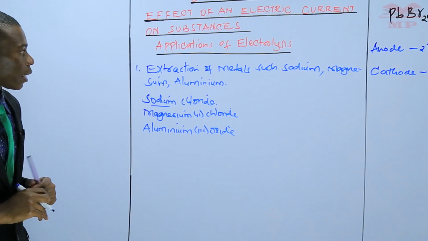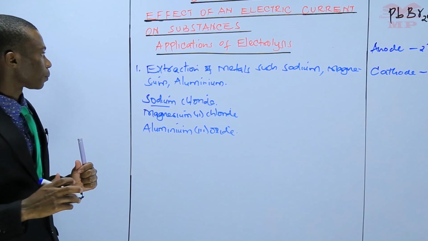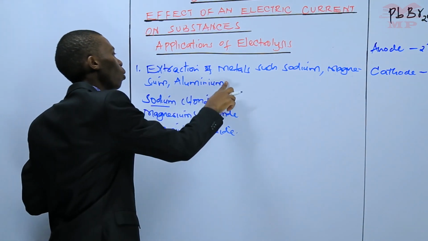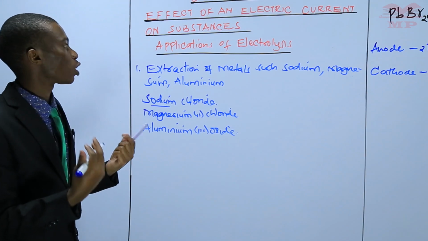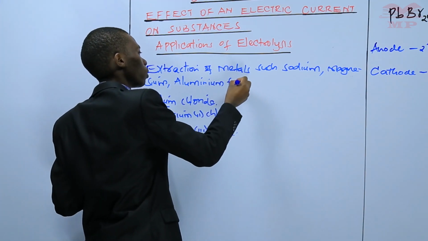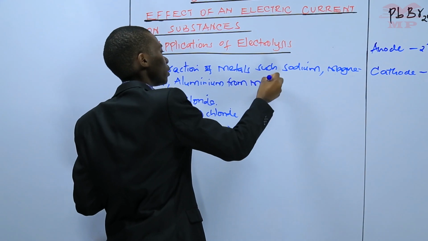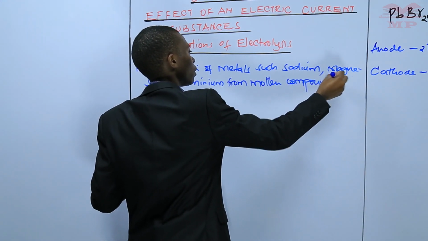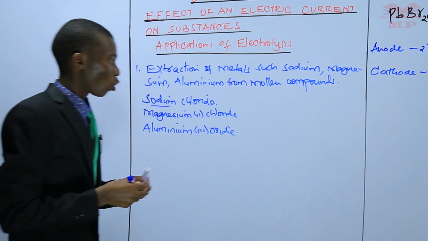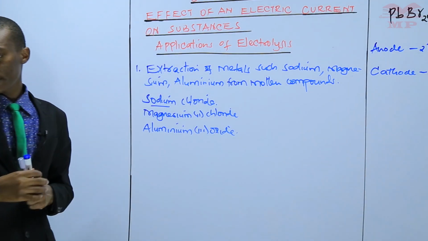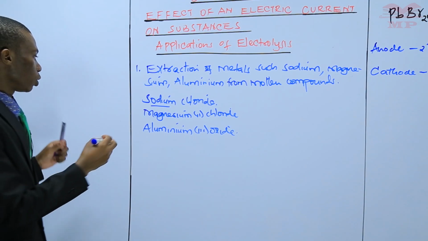The second, and you're extracting these metals from their molten compounds. Extraction of metals such as sodium, magnesium, aluminium from molten compounds. The second application is in purification of metals.